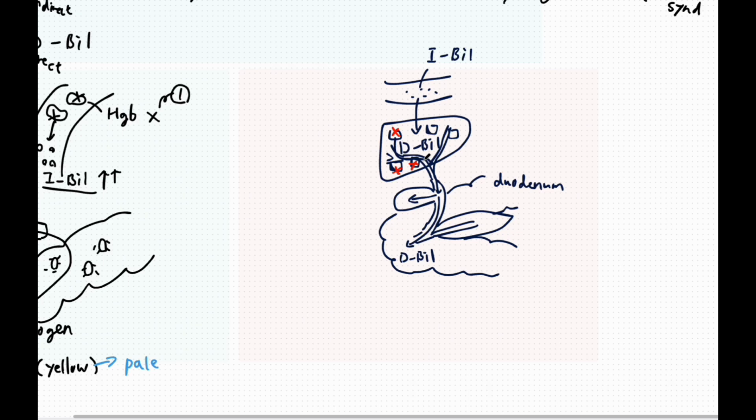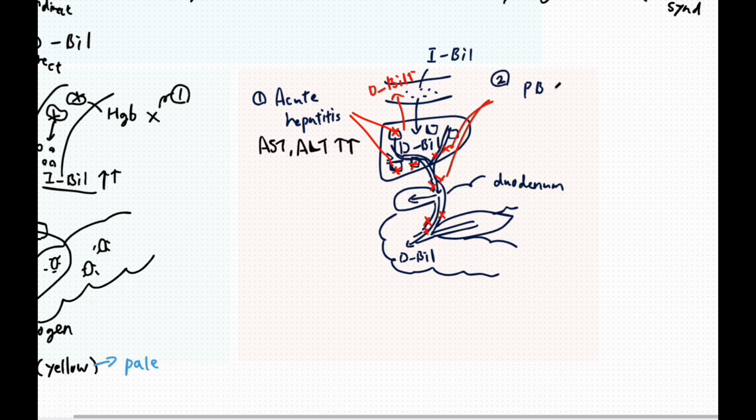One cause is hepatocellular injury. In conditions such as acute hepatitis, damaged hepatocytes cannot properly handle conjugated bilirubin. As a result, direct bilirubin leaks back into the bloodstream. In these cases, AST and ALT are predominantly elevated. Another cause is cholestatic disease. Conditions such as primary biliary cholangitis, primary sclerosing cholangitis, and drug-induced cholestasis impair bile flow. In these cases, ALP and gamma-GTP are more prominently elevated.